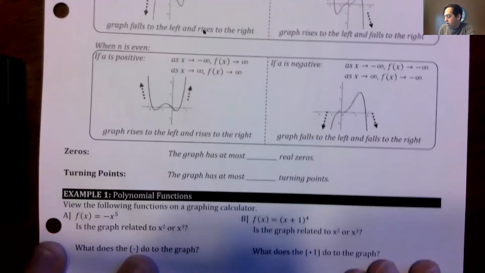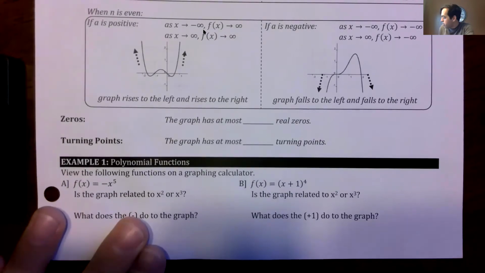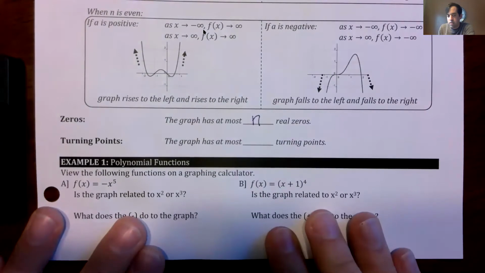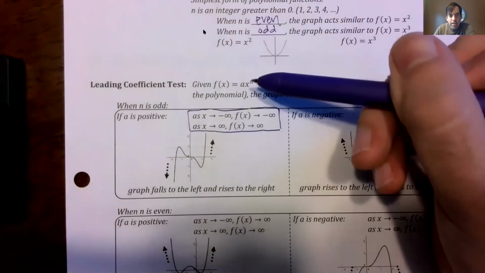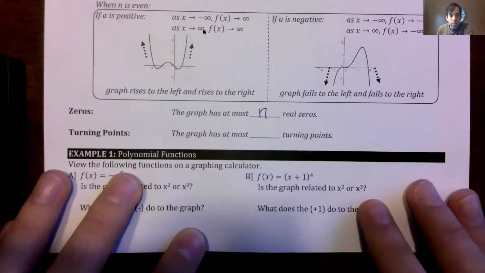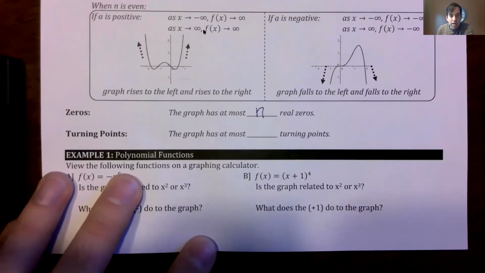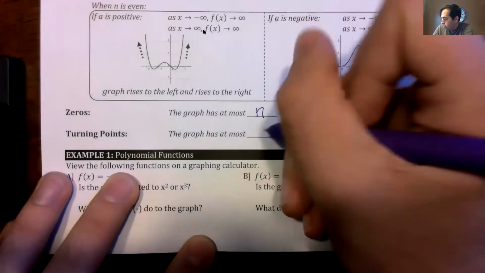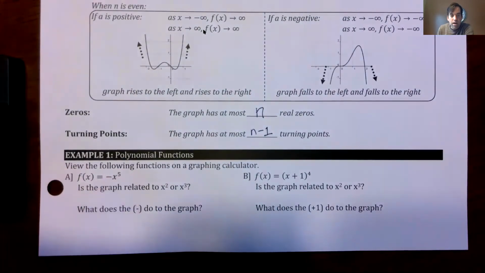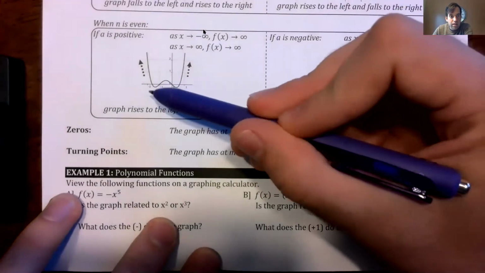There are a couple other properties that we can write down here. For zeros, the graph has at most n real zeros. Remember, n was the degree, or the highest exponent. So the graph has at most n real zeros. The degree tells you at the most real zeros that it can have. And for turning points, the graph has at most n minus 1 turning points.